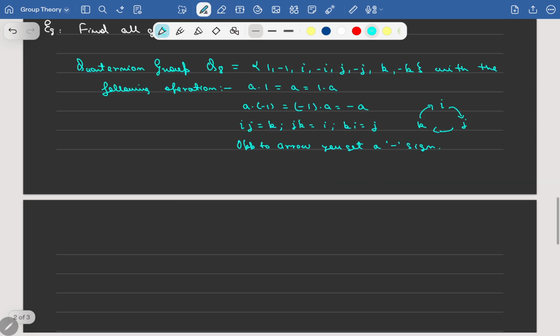Moreover, you have i squared equal to minus 1, j squared equal to minus 1, and k squared equal to minus 1. So these vectors are what we call quaternion vectors. These are generalized versions of the imaginary number iota.